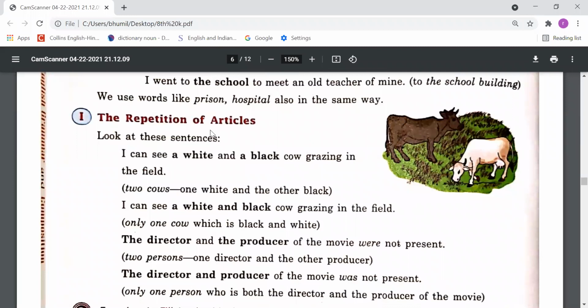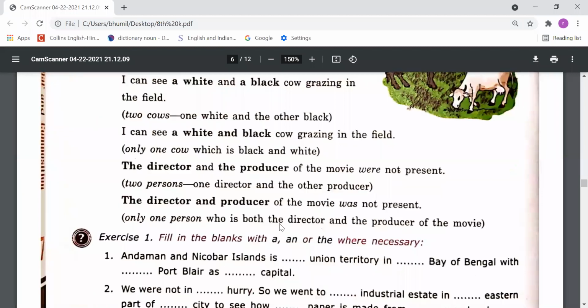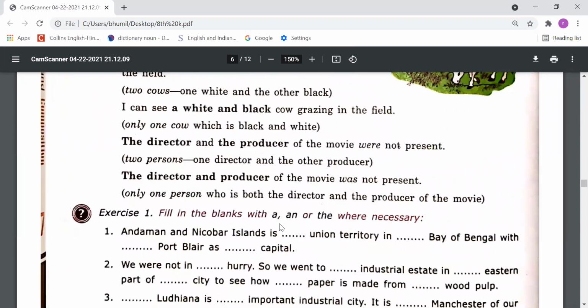Next, the repetition of articles. Look at these sentences. I can see a white and a black cow gazing in the fields. Two cows, one white and the other black. Repetition means when we are talking about more than one thing. If we have one cow that is black and white, I will say I can see a white and black cow, but if two cows are there, we need to use a white and a black cow, right? The examples are approximately the same, so you can read and understand, because time is very less.